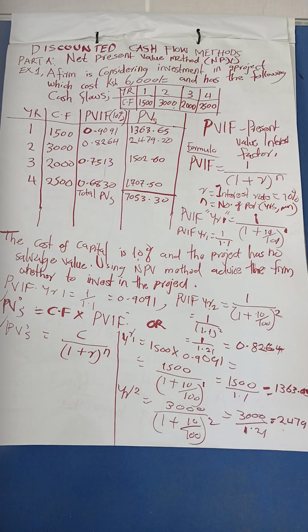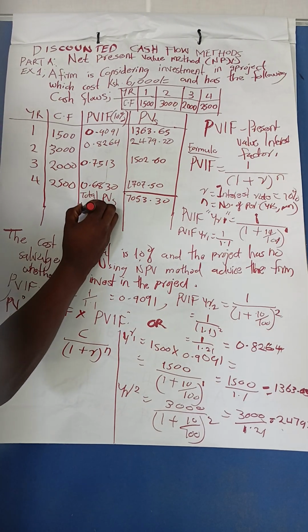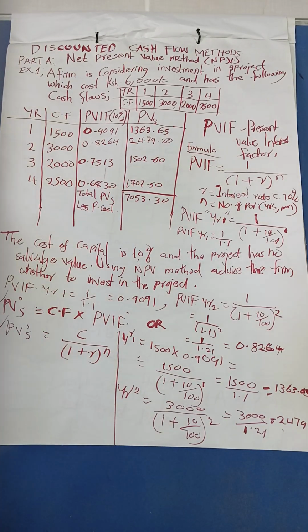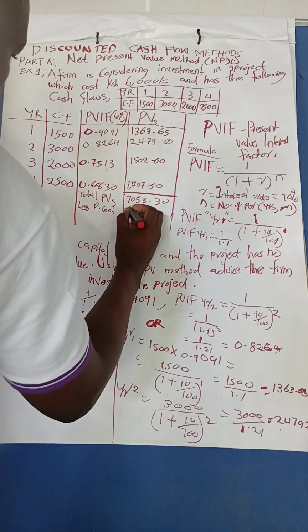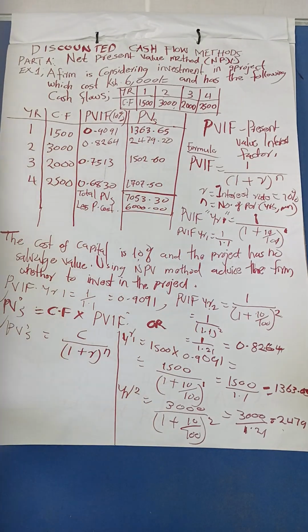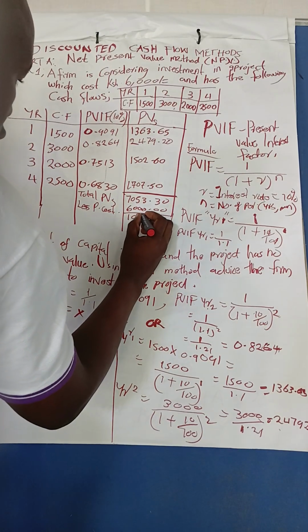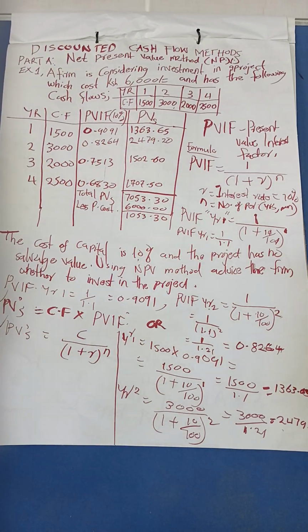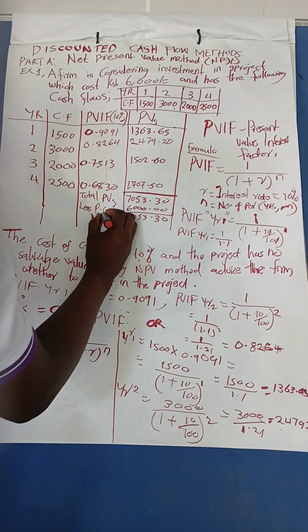project cost. You less the project cost, which was 6,000. So we remain with 1,053.30. Good. So that means this is now our NPV.